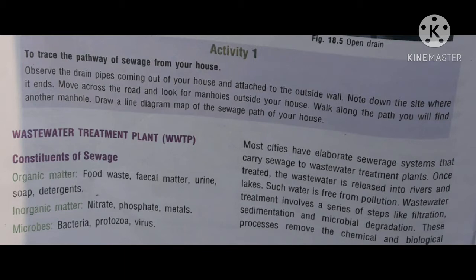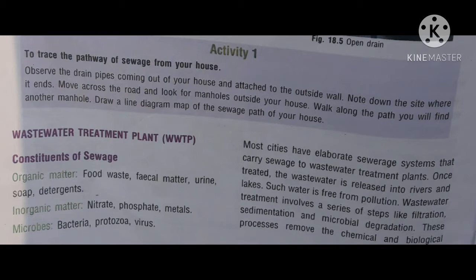This is Activity 1. Now the topic is wastewater treatment plant, WWTP. Now the constituents of the sewage: these are organic matter, food waste, fecal matter, urine, soap, detergents. Inorganic matter includes nitrate, phosphate, metals, and microbes. These are bacteria, protozoa, virus, etc.